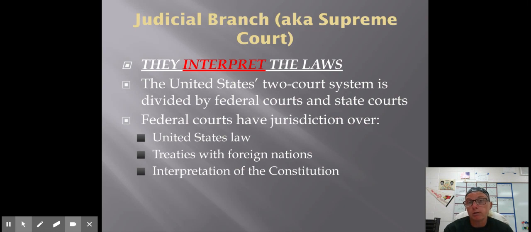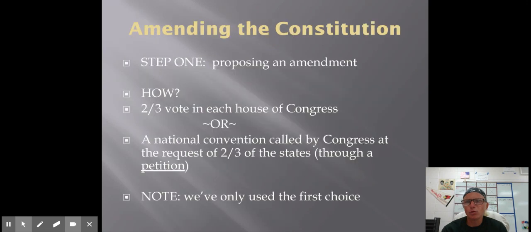But what does the federal government have jurisdiction over? Meaning what they get to cover and what they actually interpret laws at. They're interpreting United States laws, treaties with foreign nations, and anything to do with the U.S. Constitution.